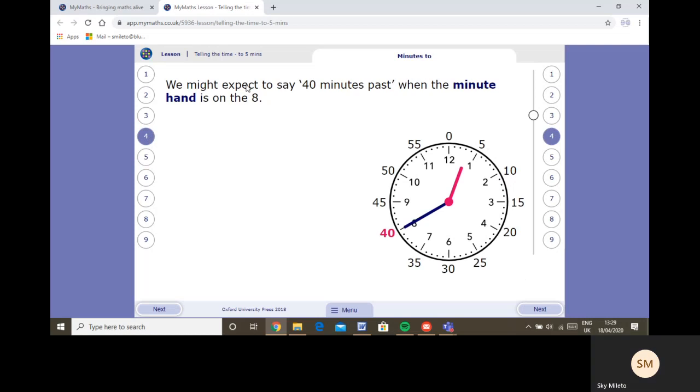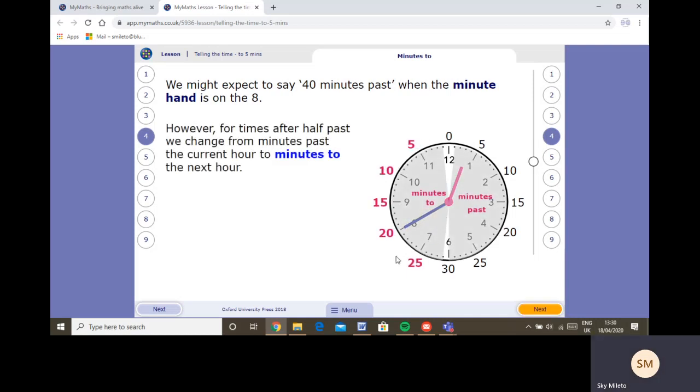So we might think that you could say half past, 35 minutes past, 40 minutes past, 45 minutes past, 50 minutes past, 55 minutes past. But we don't usually say that. Remember, we usually say how many minutes it is to the next hour. So we wouldn't usually say 40 minutes past 8. No, not 40 minutes past 12, sorry. I was reading this wrong. The minute hand is on the 8, which we know is 40 minutes. But we wouldn't usually say 40 minutes past 12. We would usually say 5, 10, 15, 20 minutes to 1.